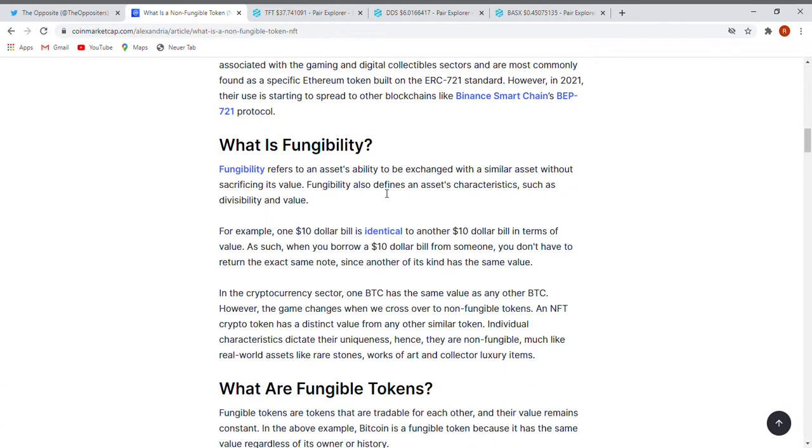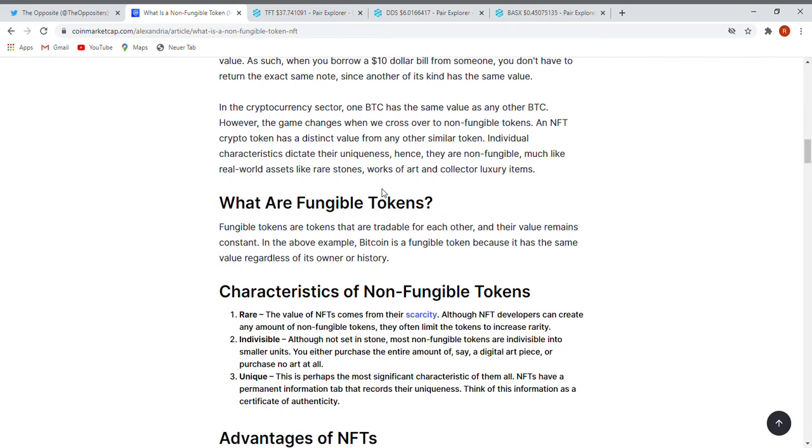For example, one $10 bill is identical to another $10 bill in terms of value. As such, when you borrow a $10 bill from someone, you don't have to return the exact same note, since another of its kind has the same value. In the cryptocurrency sector, one BTC has the same value as any other BTC, like you all know. However, the game changes when we cross over to non-fungible tokens. This means the token is not the same as the other tokens in price value.